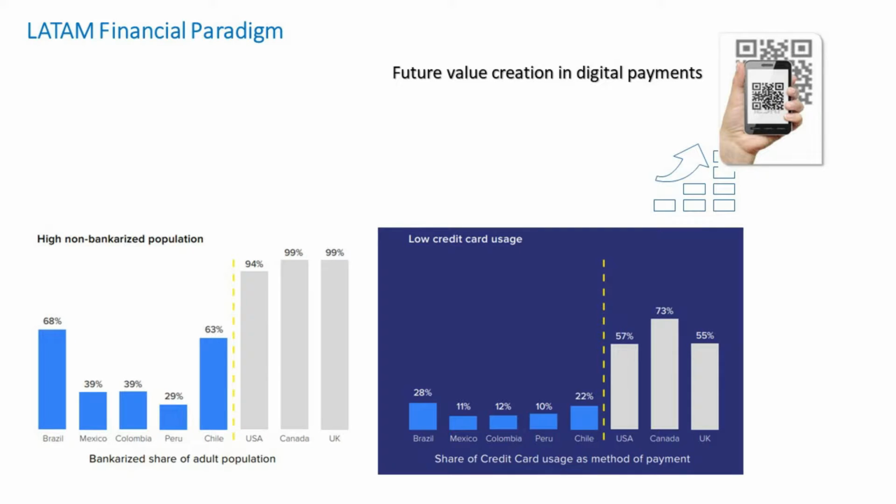So here we can see the LATAM financial paradigm, where there is a high non-banked population in Latin American markets as compared to the developed nations. Here we can see on the left side graphs that the average penetration of banking in terms of adult population is roughly 40% between these countries, whereas in the developed nations, it's close to 95%.